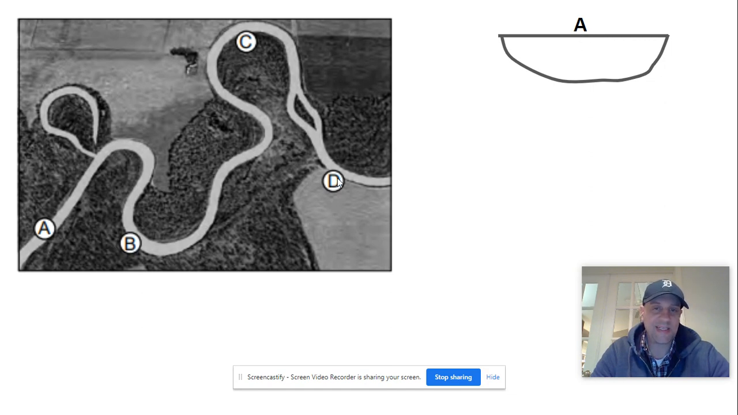Locations B and D are both outside bends, so there would be dominantly erosion there. And at location C, the water would slow down through that inside turn and there would be deposition.